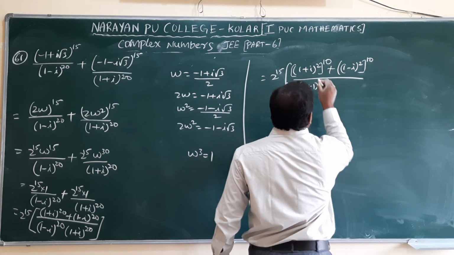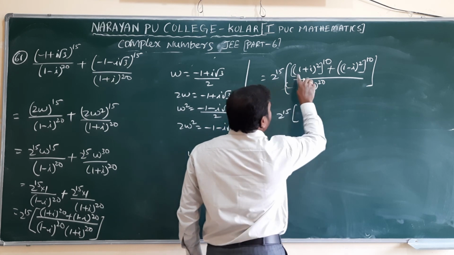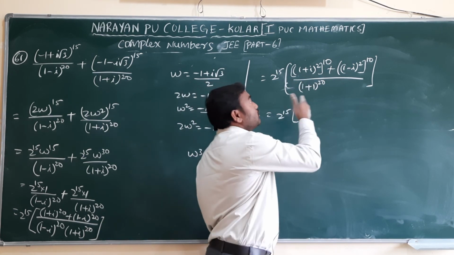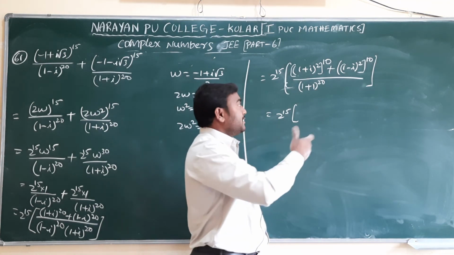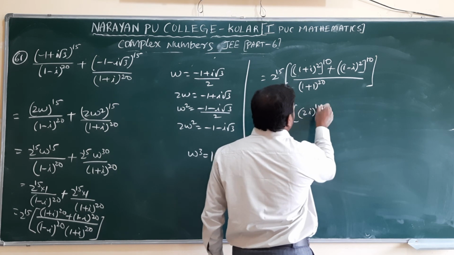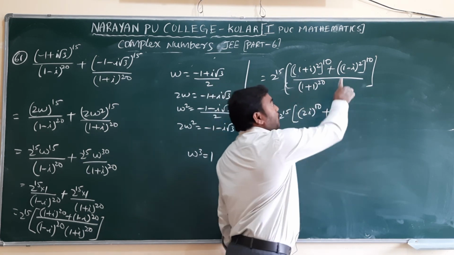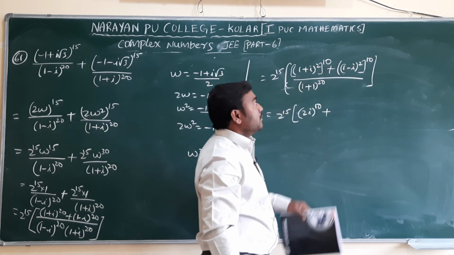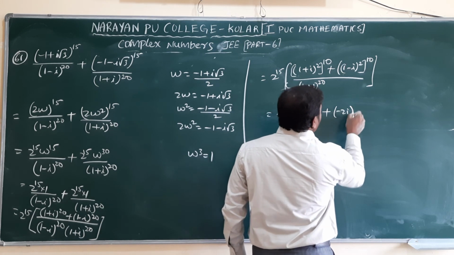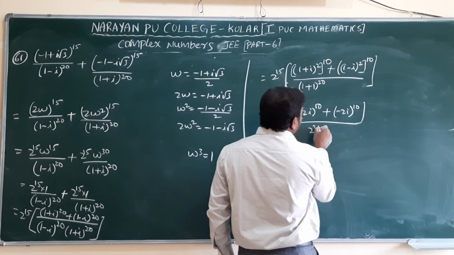whole power 20. Here, 2 power 15 into, here 1 square plus i square plus 2i, here i square value minus 1. Plus 1 minus 1 get cancelled, remaining (2i) whole power 10 plus here also minus, so 1 square plus i square value. We are getting 1 minus 1, remaining (minus 2i) whole power 10, whole divided by (1 plus 1) 2 power 20.